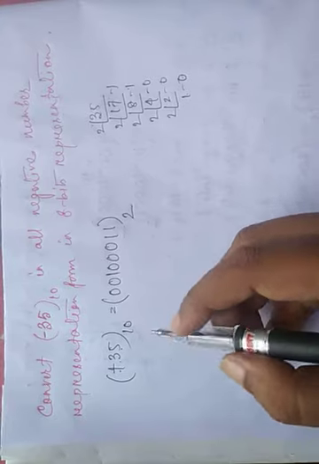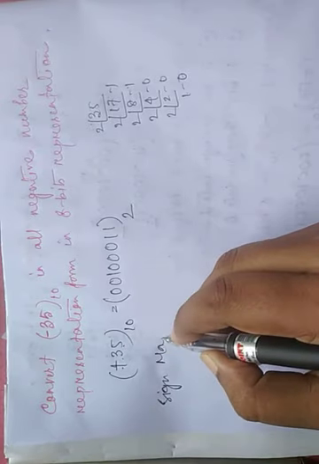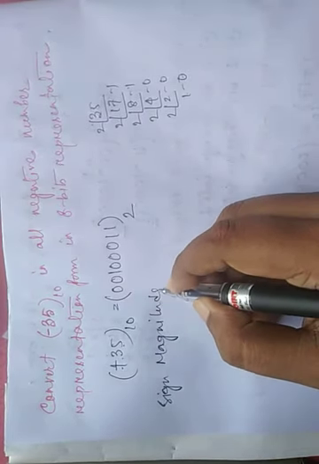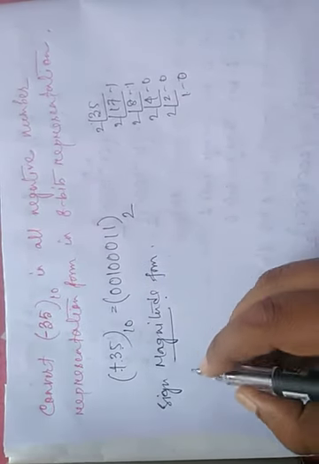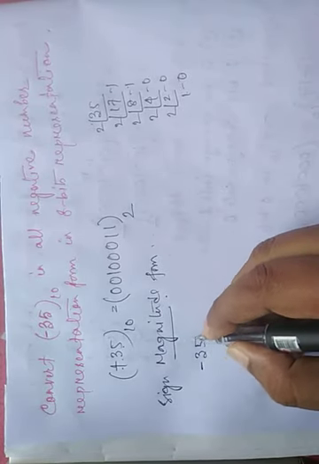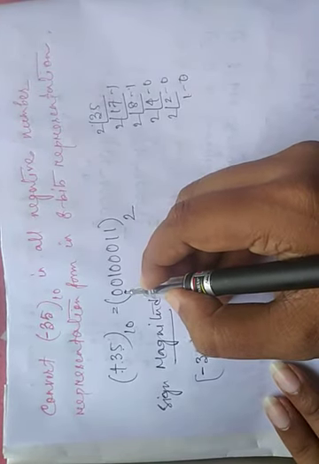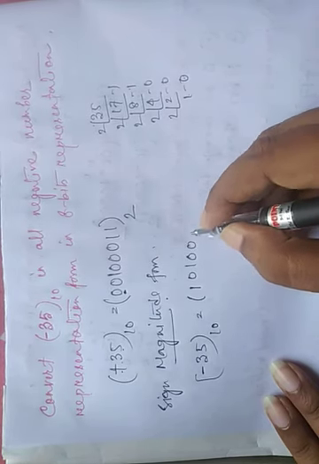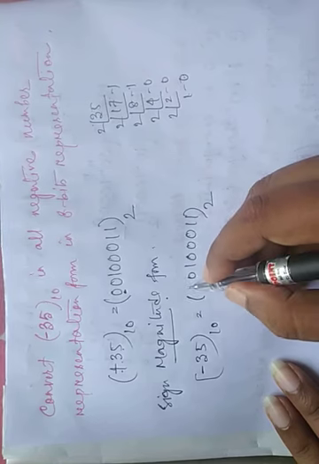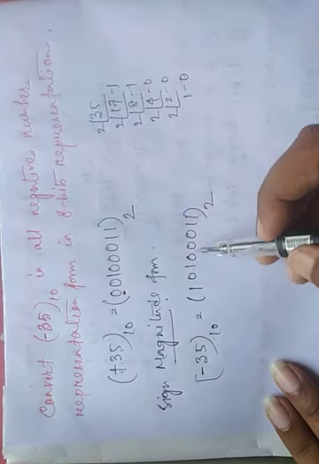Clear? Now I am going to convert one by one. Sign magnitude form. For sign magnitude minus 35, what is the rule? The MSB must be changed into 1. The others we leave as they are. So 1 0 1 0 0 0 1 1. Only the MSB is changed, the other values are the same. This is the sign magnitude representation.